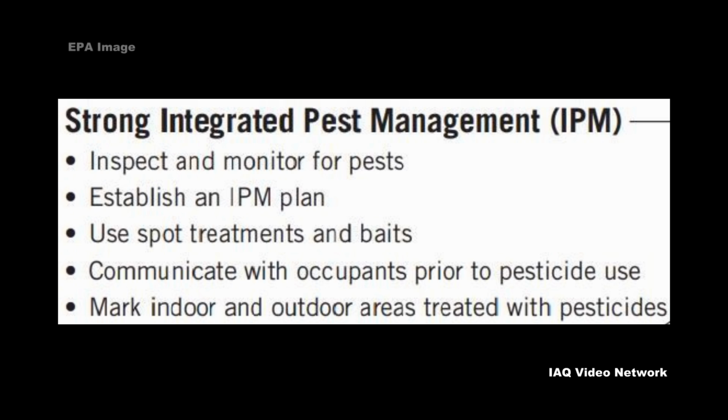Regularly inspect and monitor school facilities for pests. Implement an integrated pest management plan. Prioritize spot treatments and baits over widespread pesticide use. Notify occupants before applying pesticides, and clearly mark all treated indoor and outdoor areas.